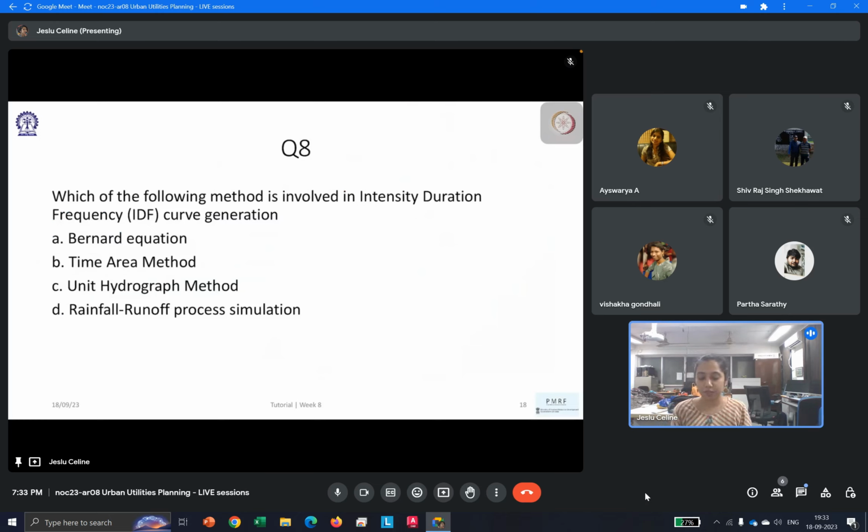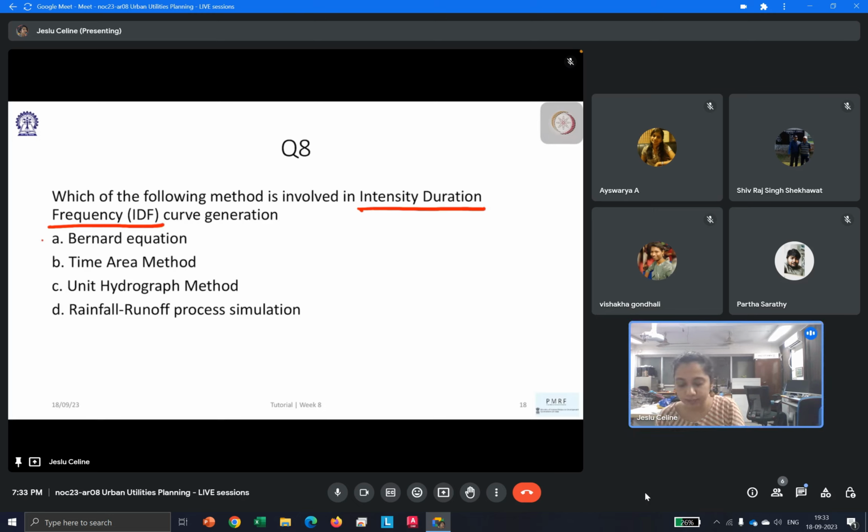So we have question 8. Which of the following methods is involved in intensity, duration, frequency curve generation? So intensity, duration, frequency curve generation. This is for the stormwater drainage system. We have discussed this in our lecture. So any guesses which is this? Bernard equation. Very good. Yes, it is Bernard equation.